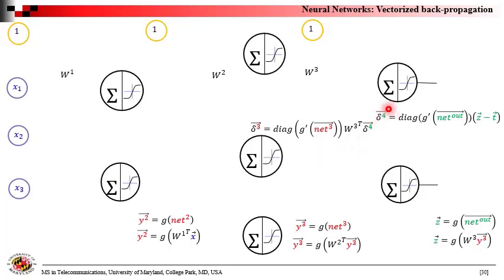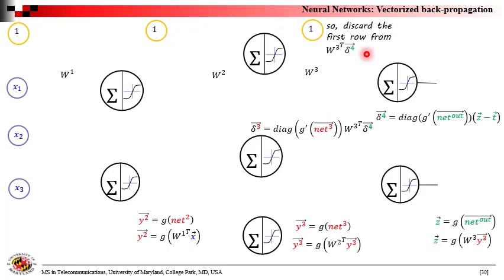All right. The next delta that we need, delta 3, is going to be delta 4, which we already calculated, times W3 transpose. And you can show that this product is exactly what we derived before, times this diagonal matrix of G primes.